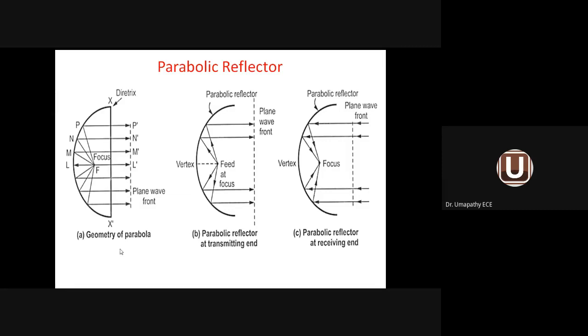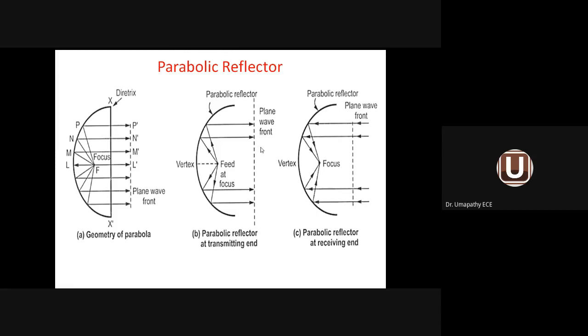Subdivision A, geometry of the parabola. B, parabolic reflector at the transmitting end. If I am using a parabolic reflector for transmission purpose, this diagram is suitable. This one is for receiving purpose. This figure shows the geometry of the parabola, how a parabola is constructed using the definition for a parabola.